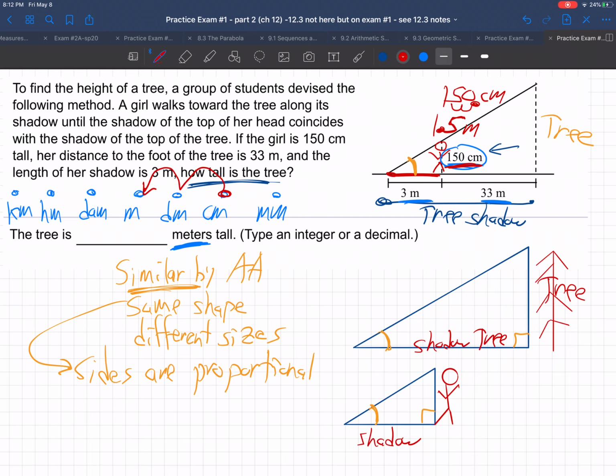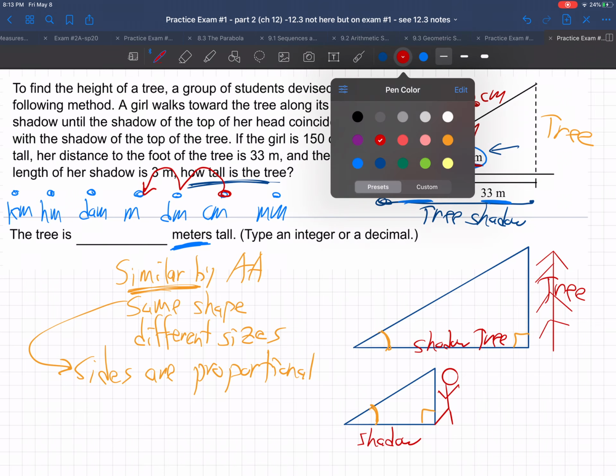1.5 meters. So that's 1.5 meters. Okay, so now it's all in the same unit. So that's the first booby trap. Watch out for that. So that's going to be 1.5 meters. Now here comes the second way we can get tricked on this one.